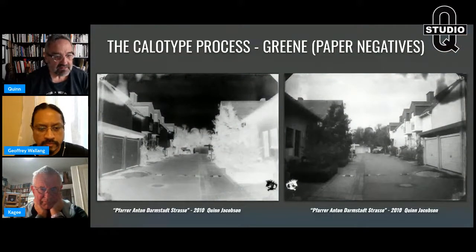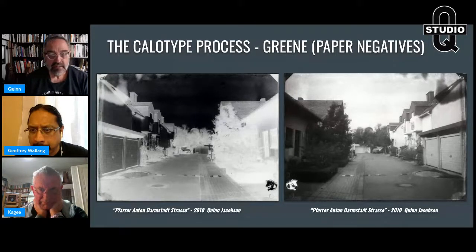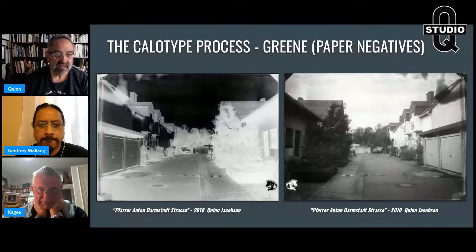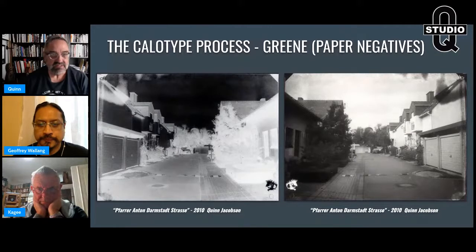But there it is. There's a negative, the paper calotype on the left, and the positive print on the right. You can see I had some staining up in the top right. Even with citric acid on the paper and everything, it's still stained. It still happens that way. Sometimes there's a lot of problems, like I said, that you can go through. But this is the process out of Green's book.